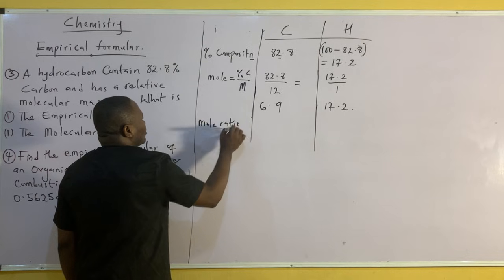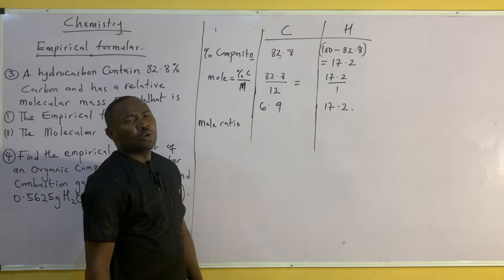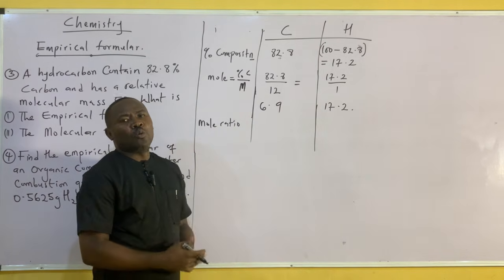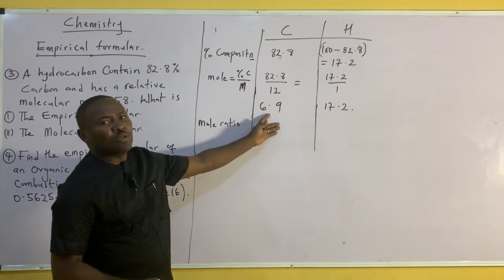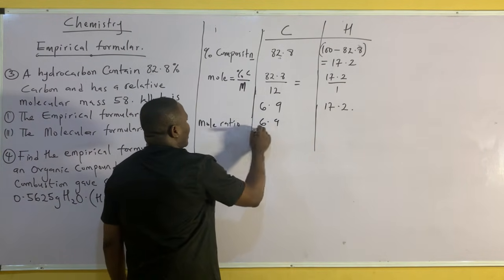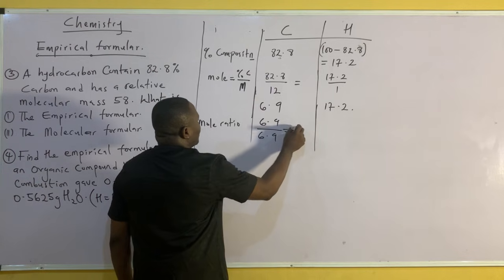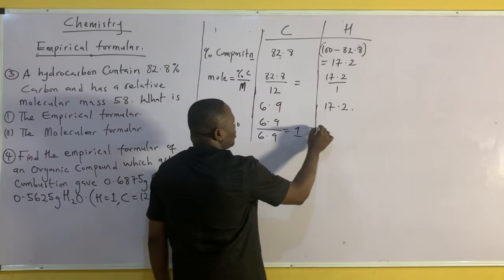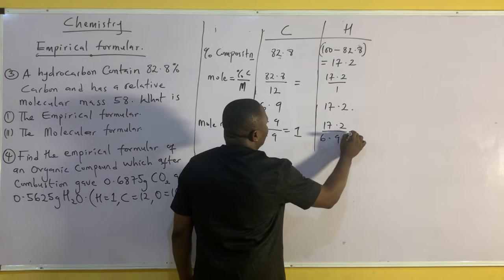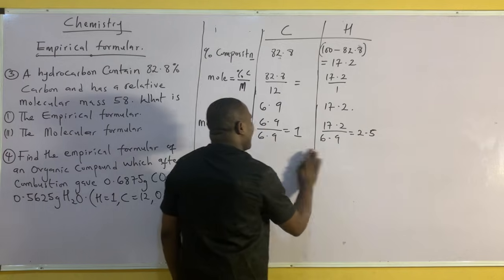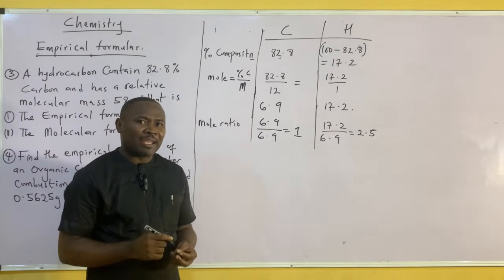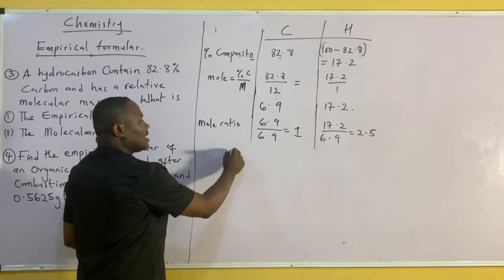Now, the next step is to get our mole ratio. Mole ratio is we divide each mole with the least mole when compared. The least mole is 6.9. So I will say 6.9 over 6.9, that is 1. Then this will be 17.2 over 6.9, that will be 2.5.